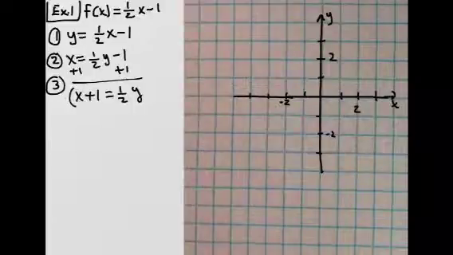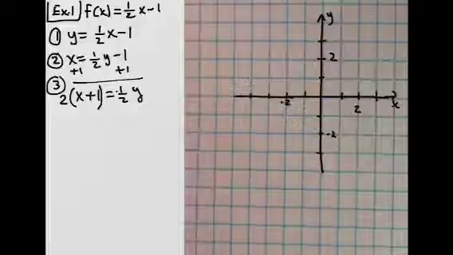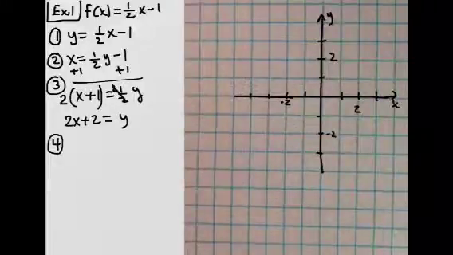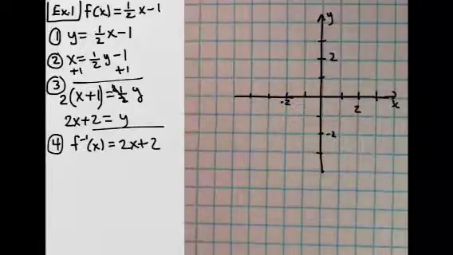Now be careful here. You have to distribute the 2. You have to multiply 2 by everything on the left side. And same thing on the right side, times 2. So this becomes y on the right side. So you have 2x plus 2 equals y. And then for step 4, once y is by itself, you switch that out for function notation. So instead of y, we're going to put f inverse of x equals 2x plus 2. So this is my answer for my inverse.